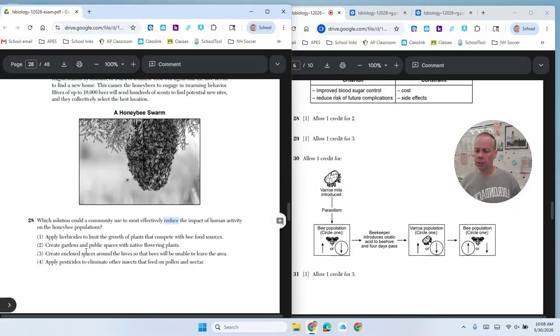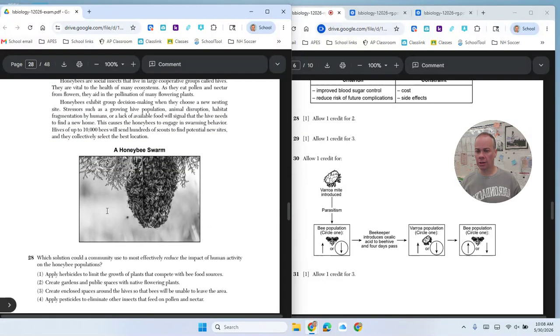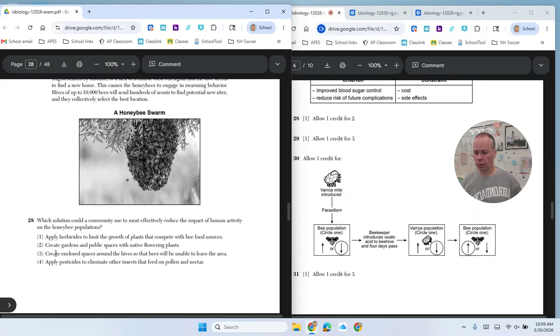Create gardens and public spaces with native flowering plants. Sounds like a good idea. We know that these bees use those native flowering plants, so that makes sense. Create an enclosed space around the hive so bees will be unable to leave the area. The whole point here is that the group behavior of bees going out to find new food sources is important. So 3 would prevent that.